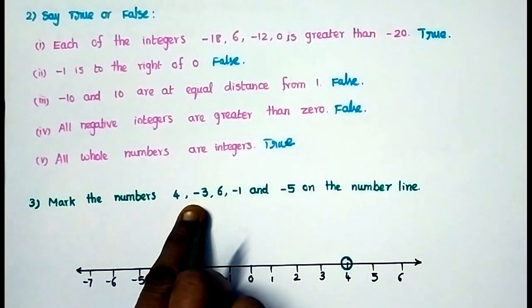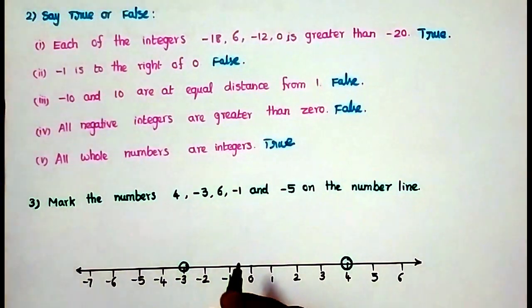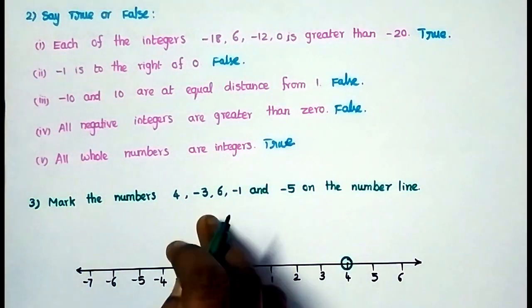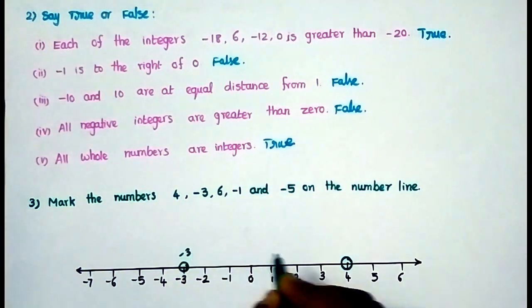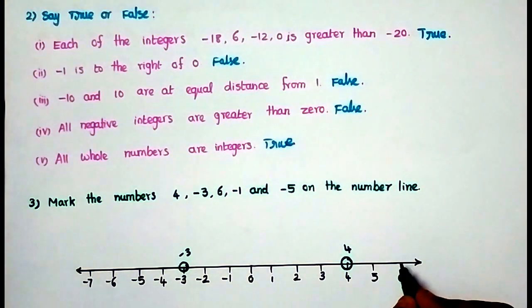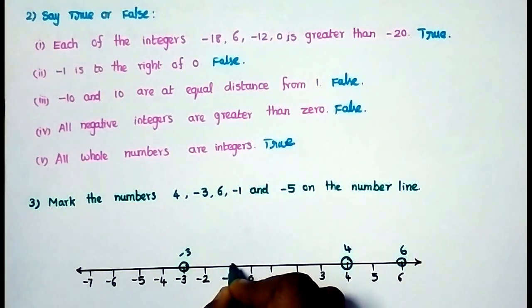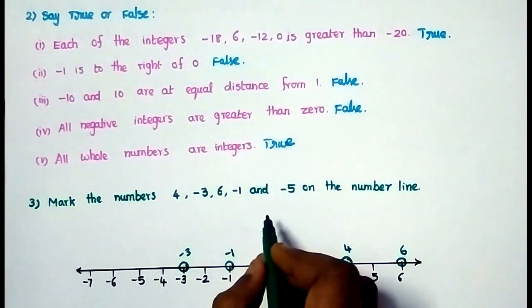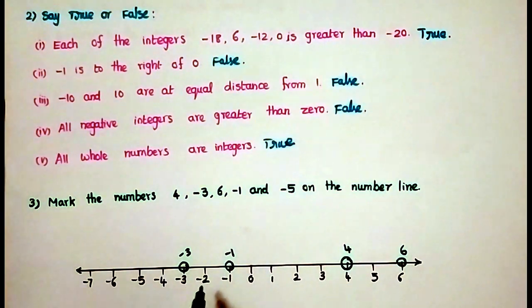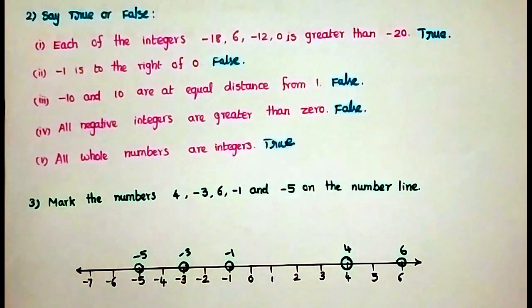Next one, minus 3, that is minus 3. Next one, plus 6, here only plus 6, and then minus 1, here minus 1. Next, minus 5, minus 5. So that is the answer.